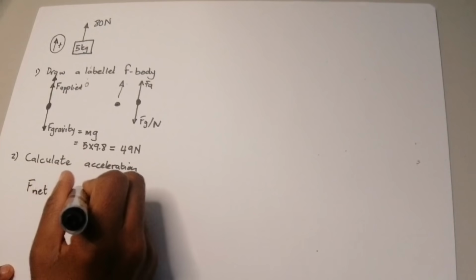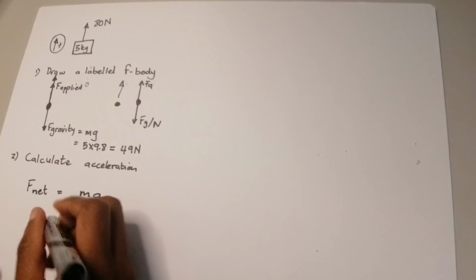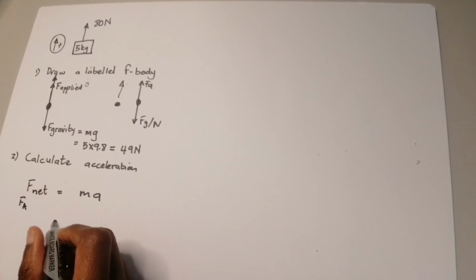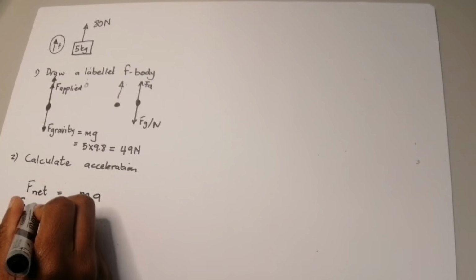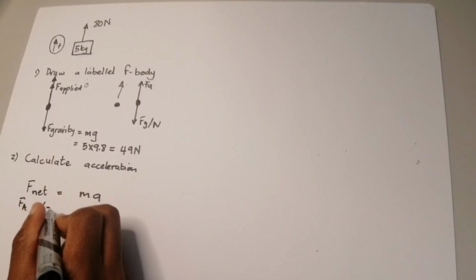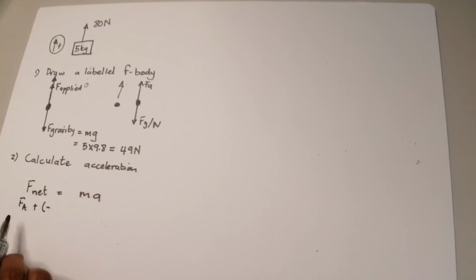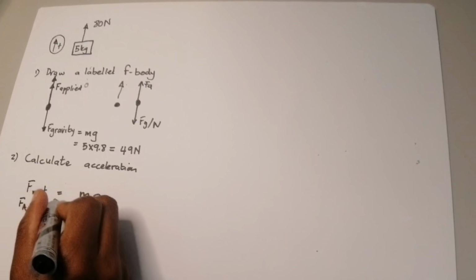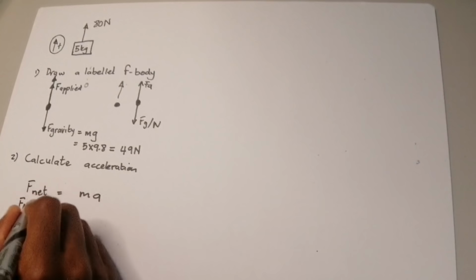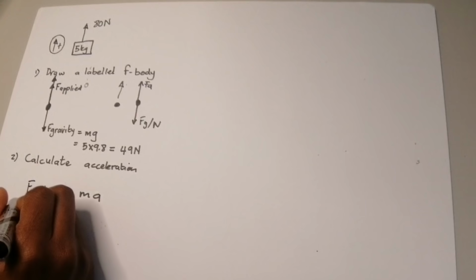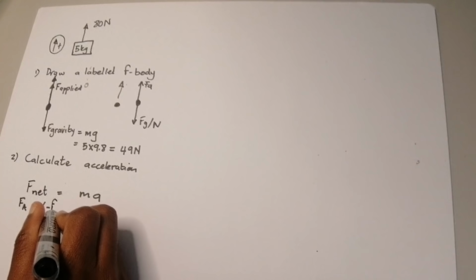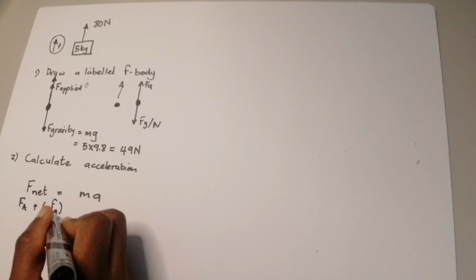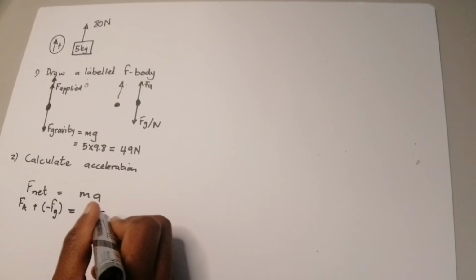So I'm going to simply say F net is equal to ma, but what is my F net? That's going to be the force applied, plus a minus. By the way, there's nothing wrong if you just simply said force applied minus gravitational force, right? I'm just trying to show that F net is the sum of forces, and a sum you usually add. So that's minus gravitational force, or minus the weight, and this is equal to ma.